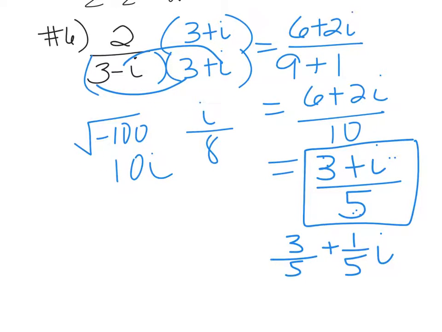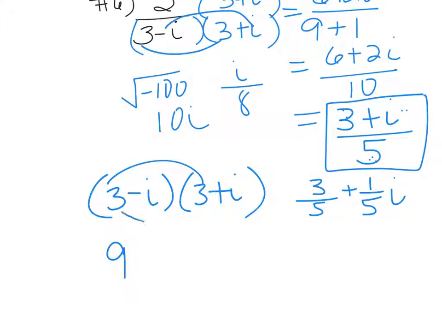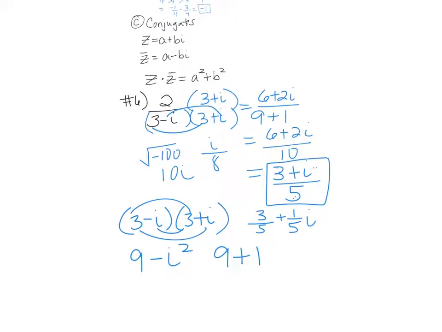So when you multiply conjugates together, 3 minus i times 3 plus i, you'll go 3 times 3 is 9. The inside outside will always cancel out, and then you get negative i squared. Well, i squared is -1, but it's a negative 1. That middle will always be positive, always. Okay, let's do one more, number 7.